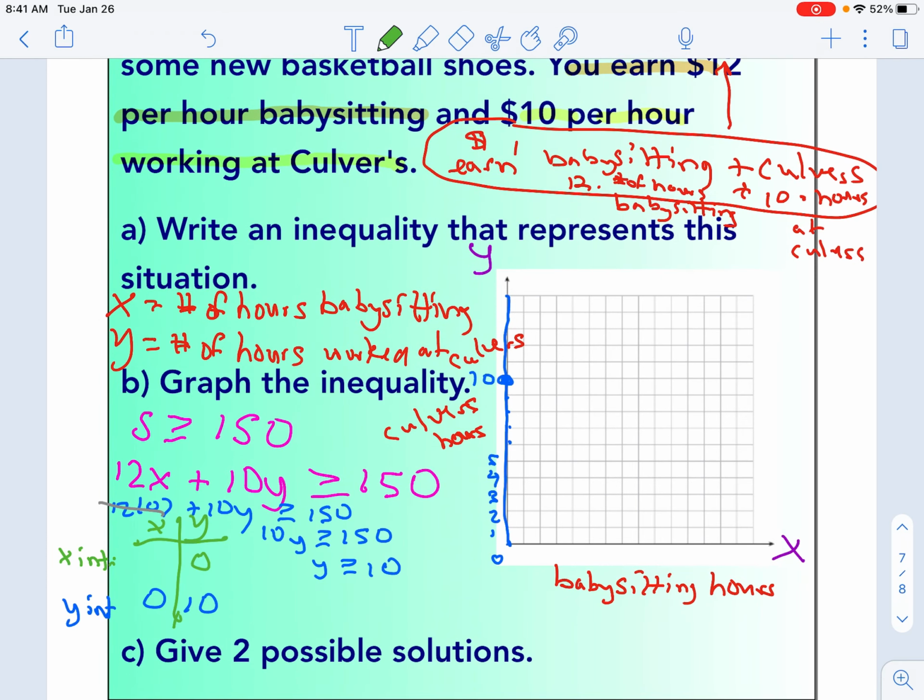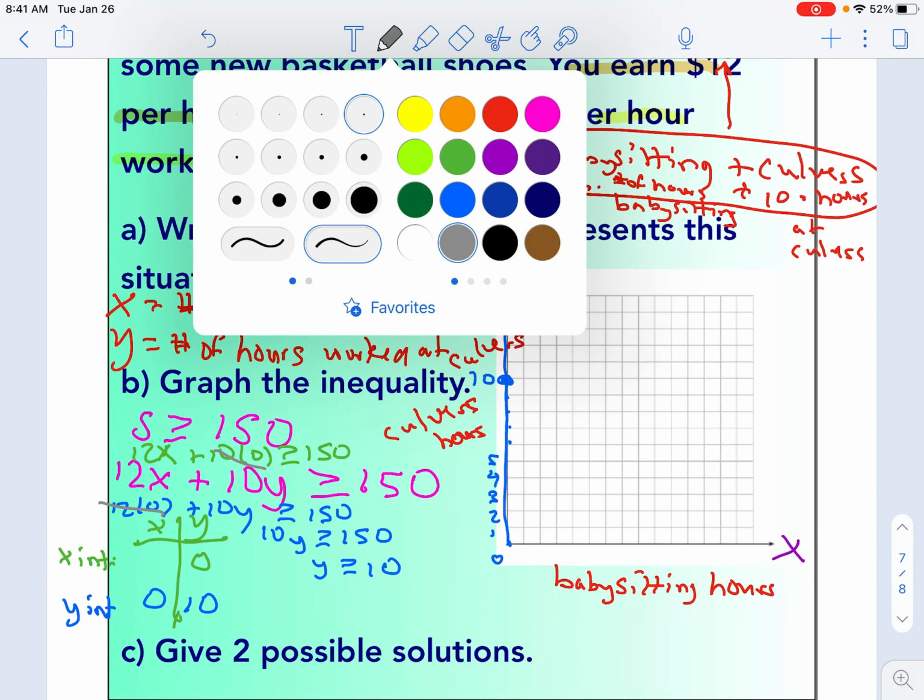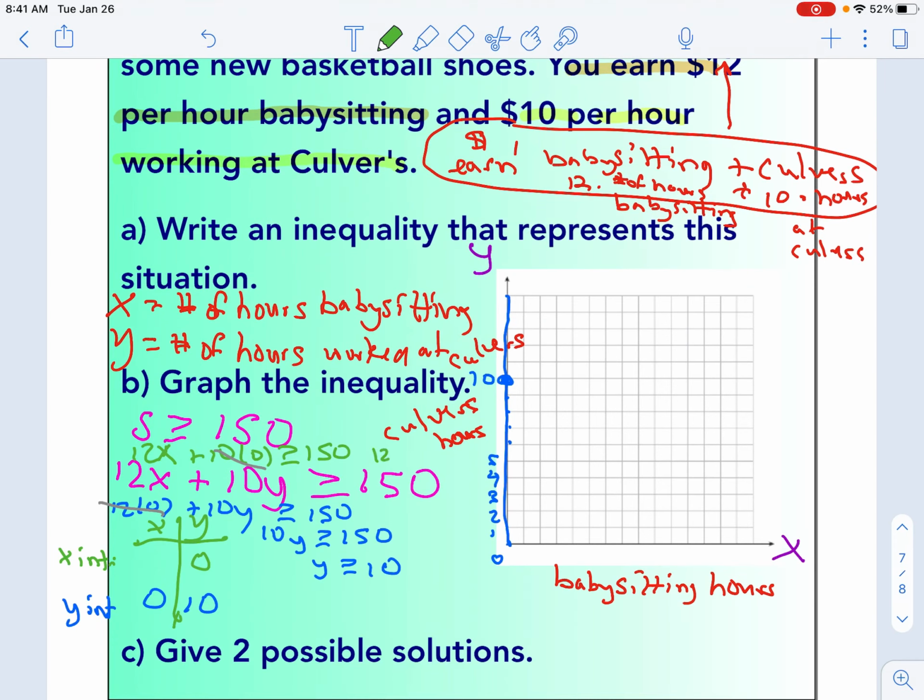So for the x-intercept, I have to put 0 in for y. So this is going to look like 12 times x plus 10 times 0 is greater than or equal to 150. Again, that 10 times 0 is just 0. So it becomes the inequality of 12x is greater than or equal to 150. So now when I take 150 and divide it by 12, that gives me 12.5. So it's a decimal number, but that's okay. We can handle that. So my x values have to be greater than or equal to 12.5.